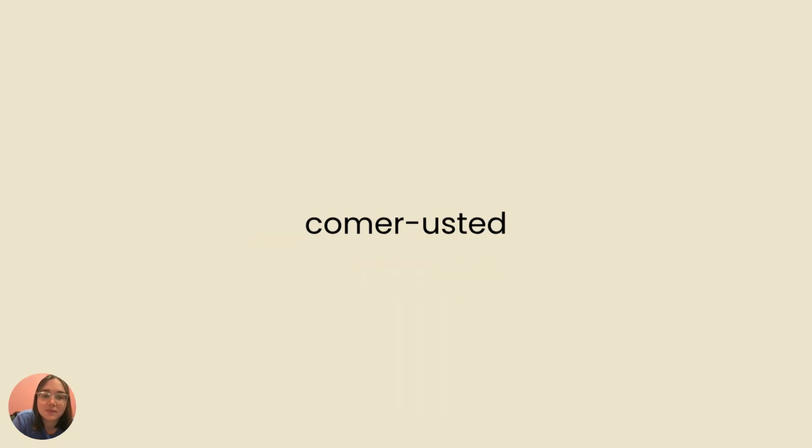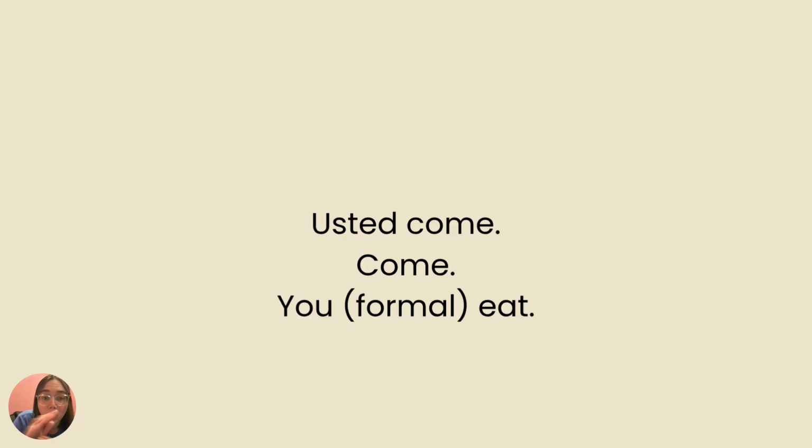Okay. Comer, usted. Tres, dos, uno. Most people like to do this. And you might be wondering what's usted. Watch the videos if you haven't, but it's the formal you. Usted come. Come, which gets conjugated like ella or él in that third person singular. So you eat, or you formal eat, for someone you don't know, or an elder, or something like that.